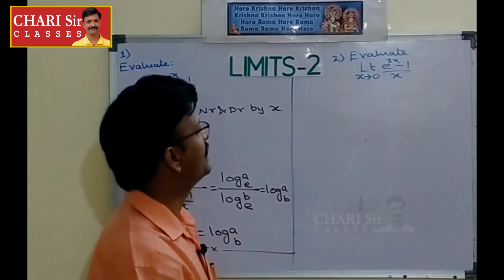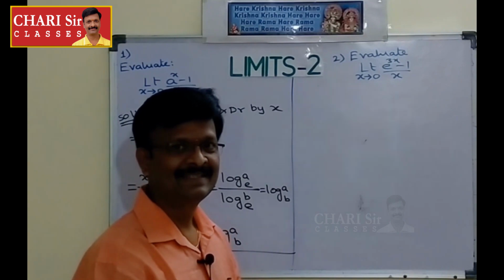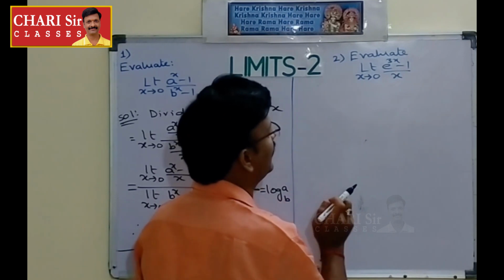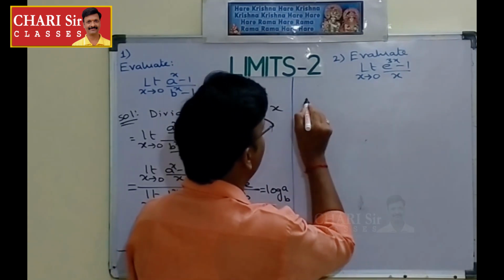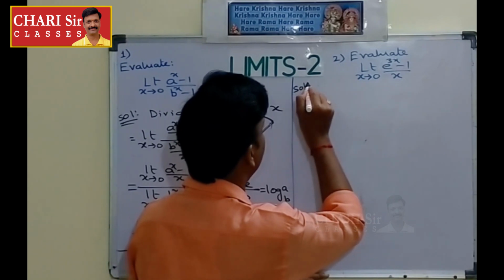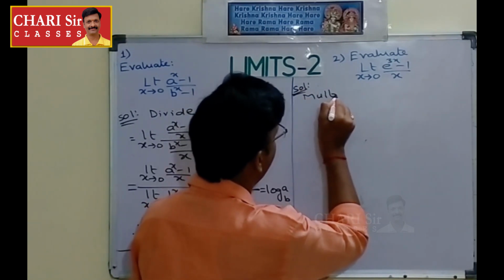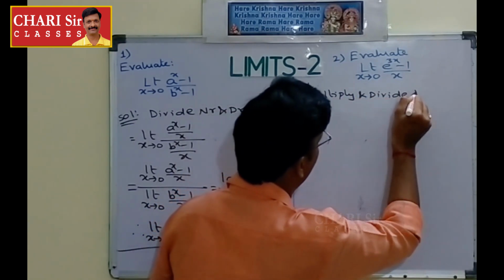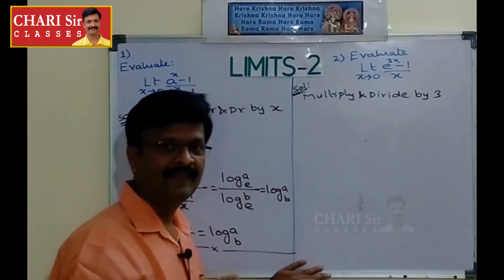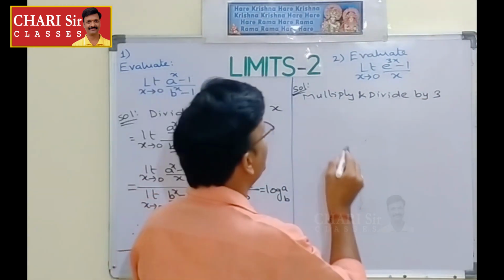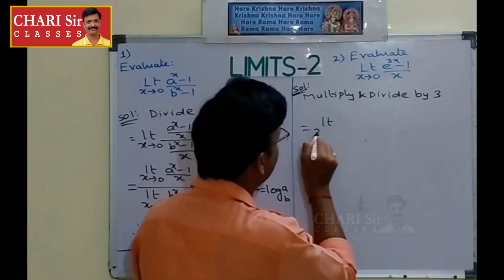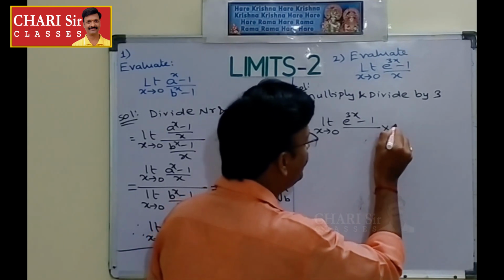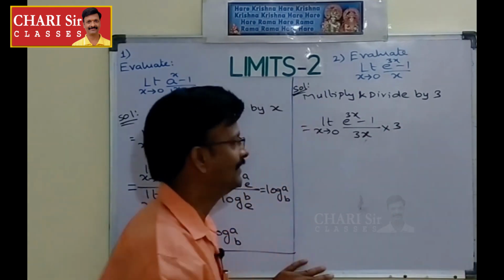Here, evaluate limit x tends to 0 (e power 3x minus 1) by x. Here, what to do? e power 3x is there, but only x is in the denominator. Just multiply and divide by 3. In the solution we write: multiply and divide by 3. The fraction, you multiply and divide by 3. So it becomes limit x tends to 0 (e to the power of 3x minus 1) by, here with 3 I am multiplying, with 3 I am dividing.